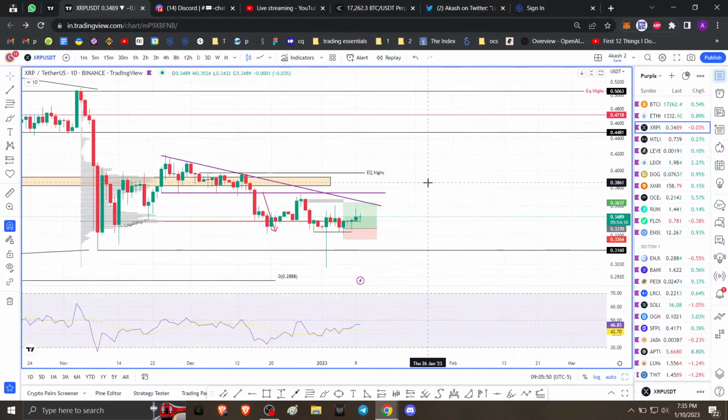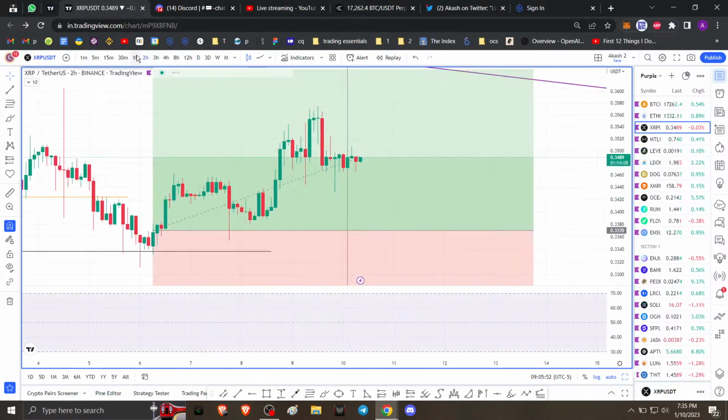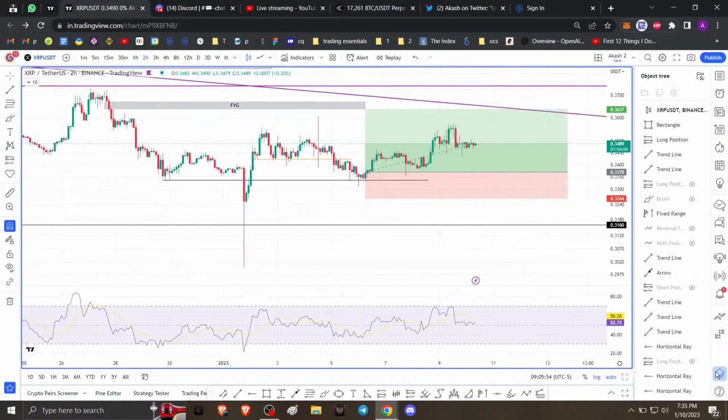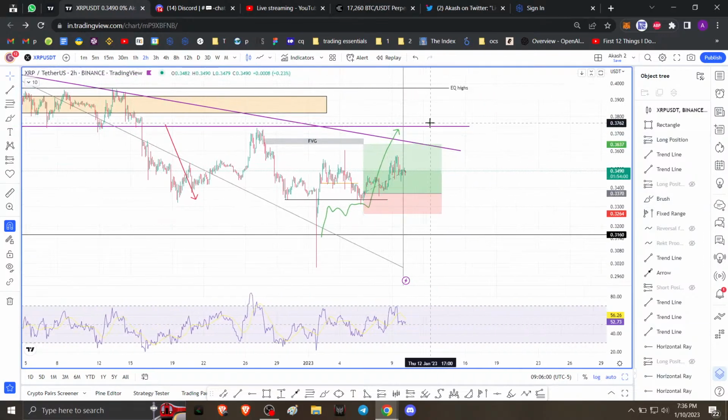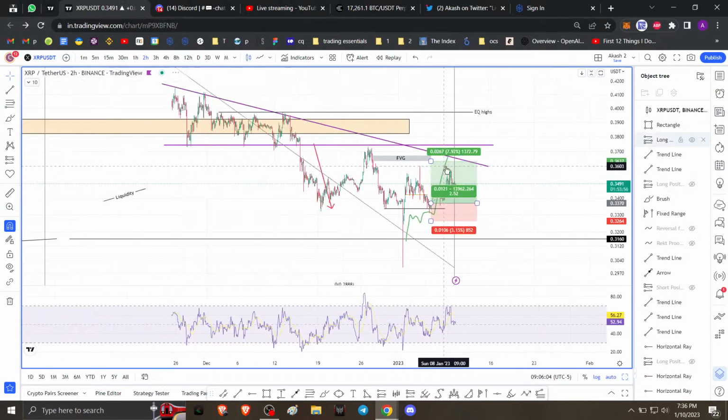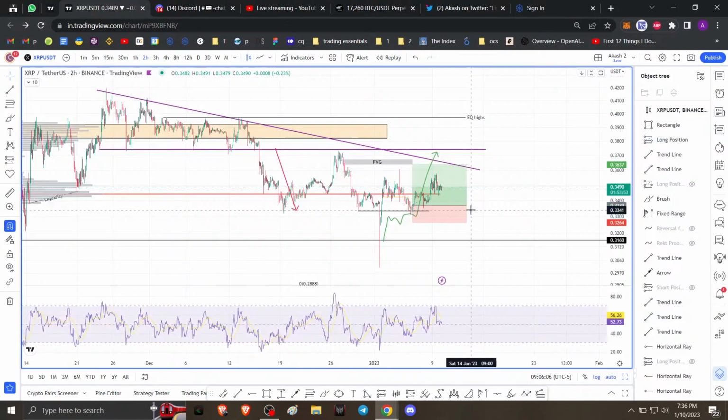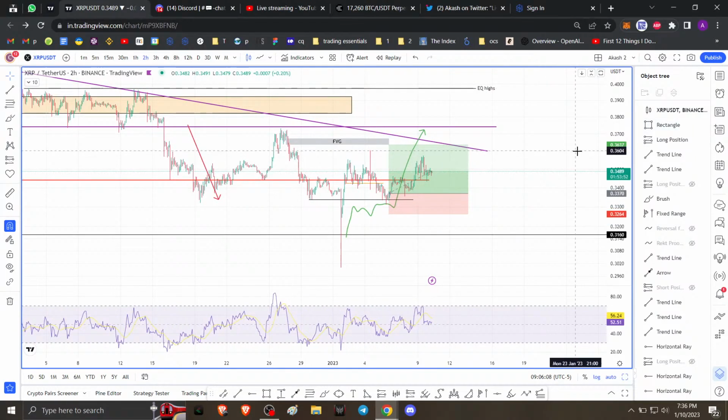XRP, honestly, is pretty blah right now. Nothing's changed since our last discussion. I'm expecting it to stay between these two lines. I wouldn't even be surprised if the price gets rejected at this declining trend line connecting all these swing highs. So I think 0.363 is a good place to book profits. Even now, if you want to book profits, go for it. It's a pretty good place to book profits and be done with it.